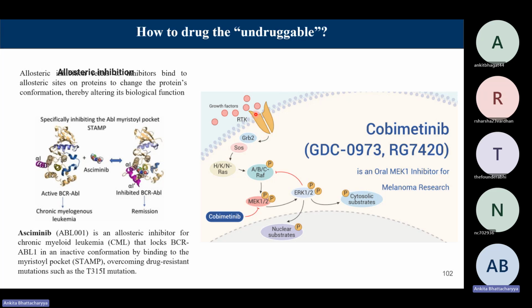So you can see that RTK, GRB2, SOS, RAS, RAF, and then from RAF you have MEK, and via MEK you have ERK, and from ERK you have nuclear substrates which are getting phosphorylated, or cytosolic substrates which are getting phosphorylated. So using an inhibitor, just a second.